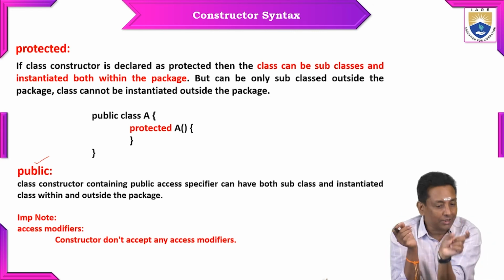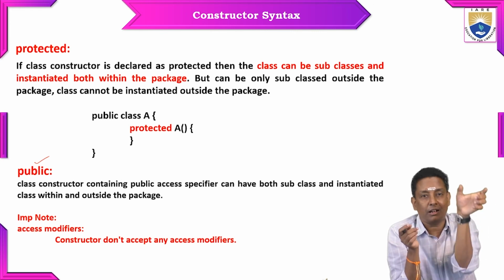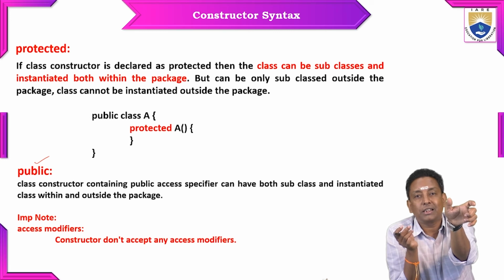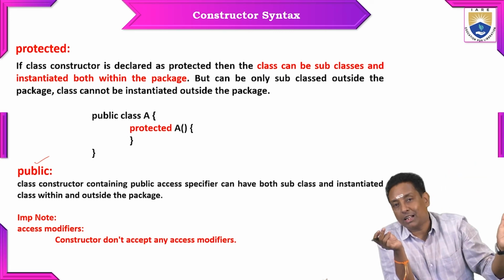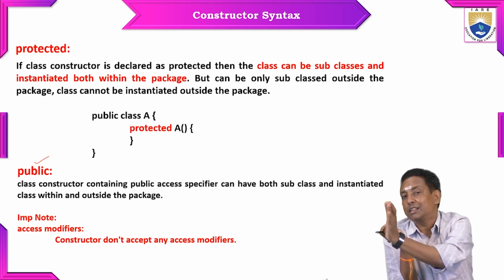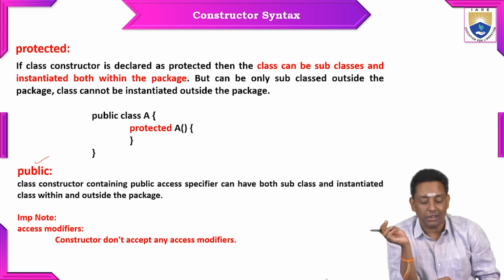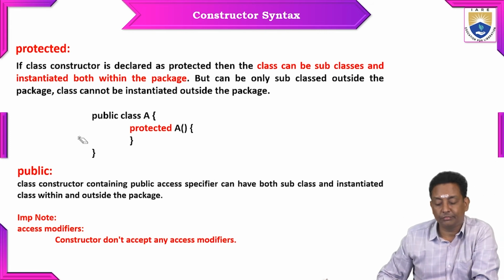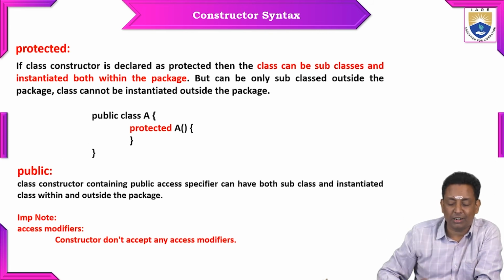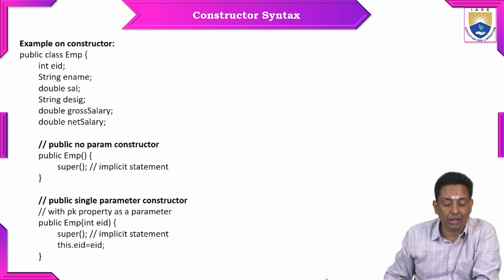So, if the constructor is public, make sure your class is public and make sure your class is also placed in a package. If all three are satisfied, your class can be both inherited and instantiated within and outside the package. Constructors don't accept any access modifier.